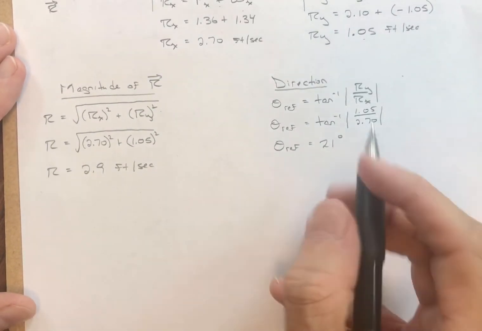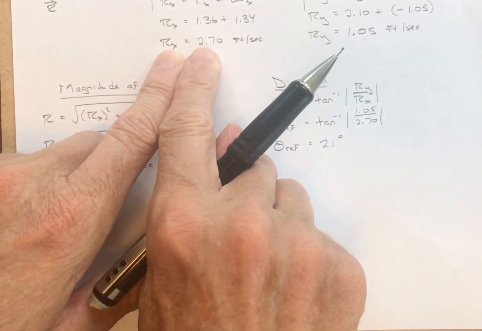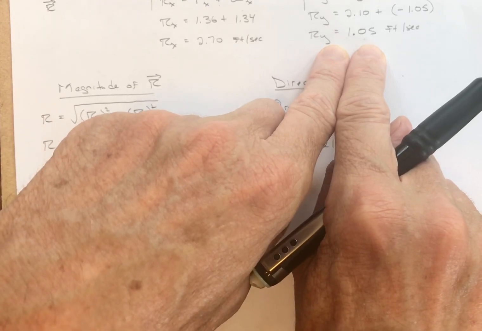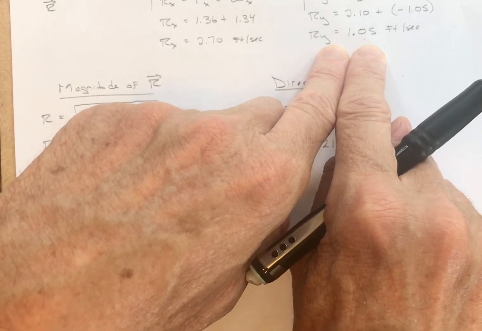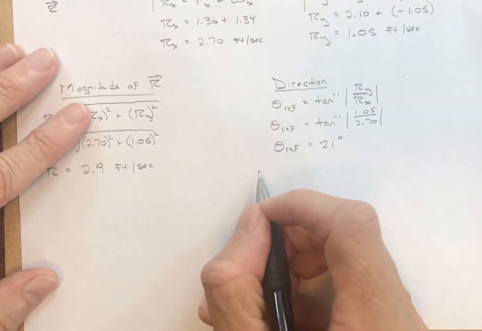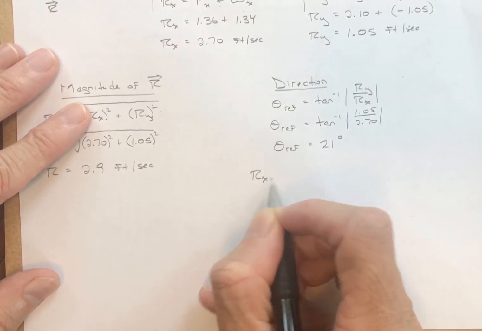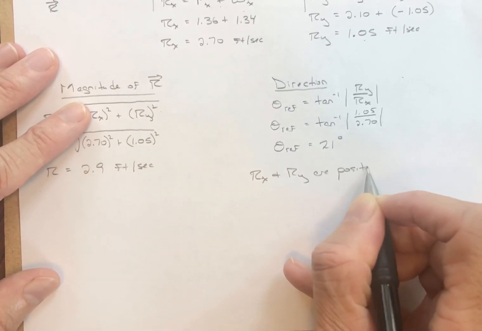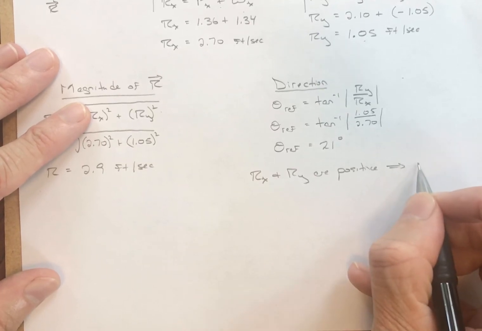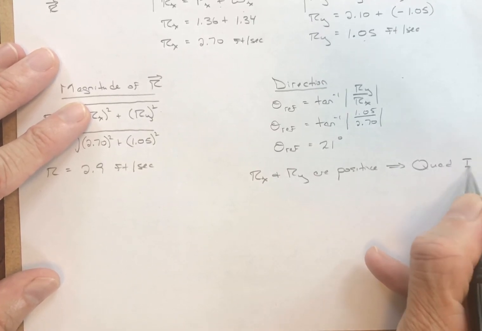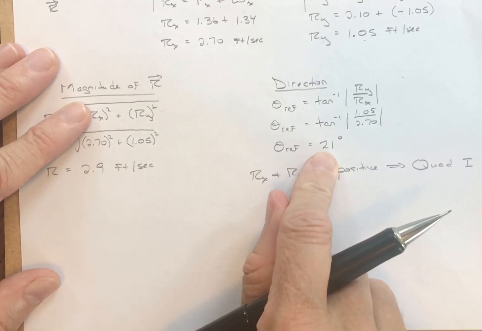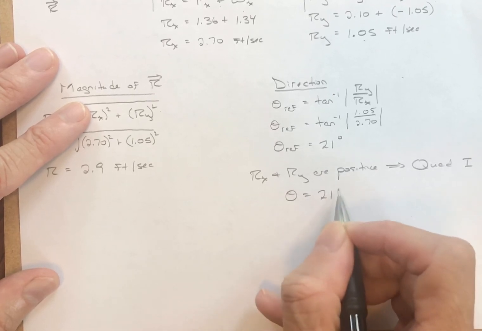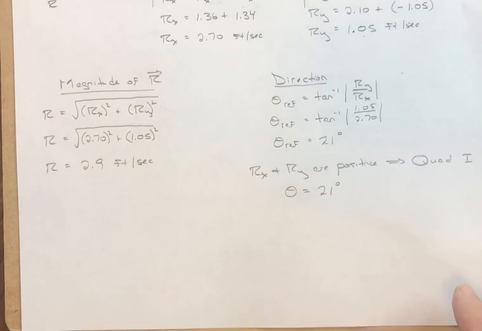Okay, now what do we notice? Well, the x component of the resultant vector is positive, and the y component of the resultant vector is positive. So we're in quadrant 1. Okay, so let's see here. The x component and the y component are positive. Well, x and y are positive in quadrant 1. So we're fine. We don't need to do anything. Yep, we're in quadrant 1, so theta is the reference angle, equals 21 degrees. Okay, that's kind of nice when that happens.